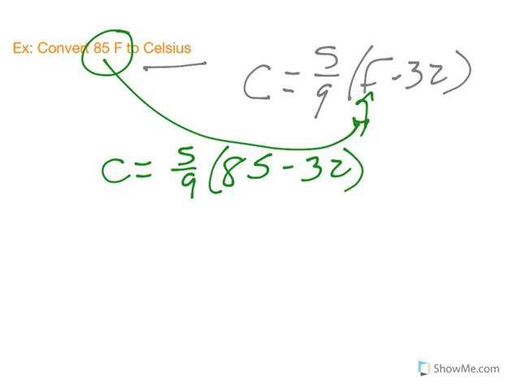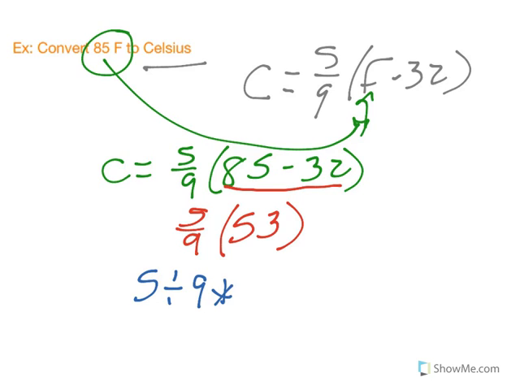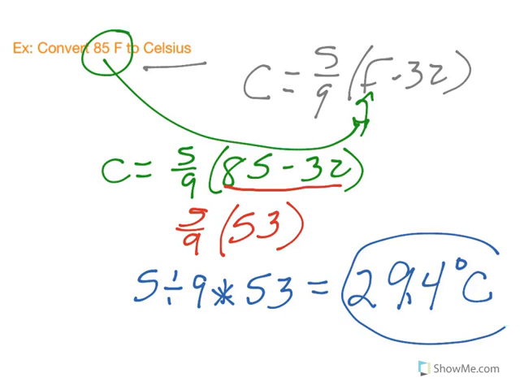Okay, order of operations. Depending on your calculator, things change, but I want you to understand why we're doing things. Order of operations says you do inside the parentheses first. So I'm going to take 5/9, and inside parentheses, 85 minus 32 is 53. Now, remember, the fraction bar is the same as division. So this is the same as 5 divided by 9 times 53. Since it's division and multiplication, just type it in exactly like you see it. 5 divided by 9 times 53, and you will come up with 29.4 degrees Celsius.